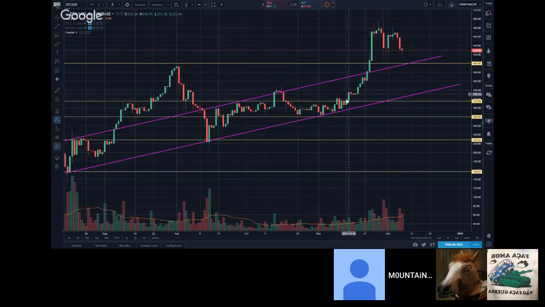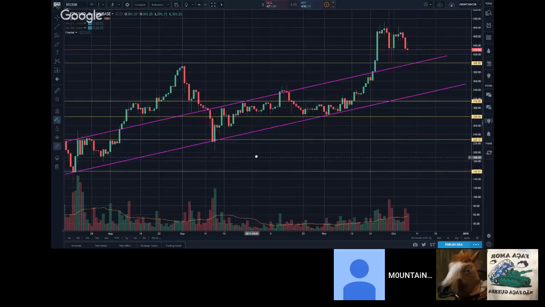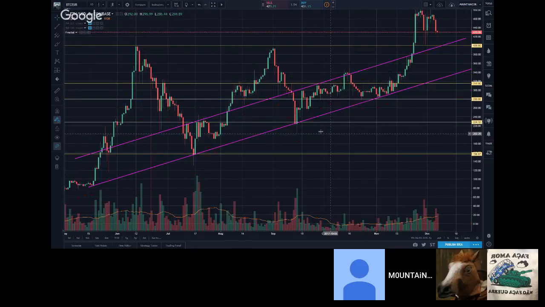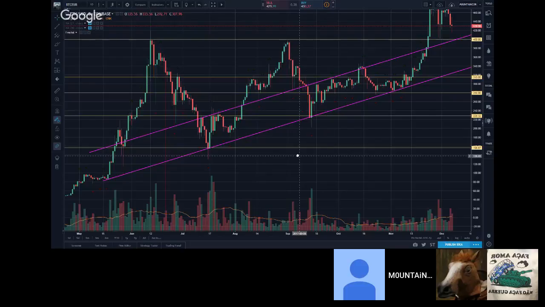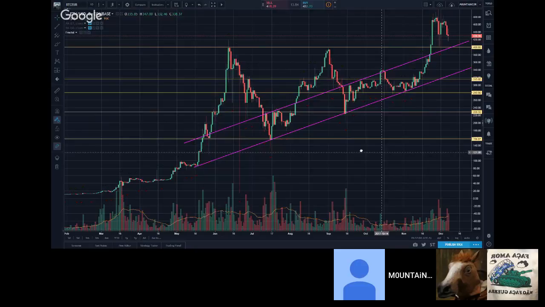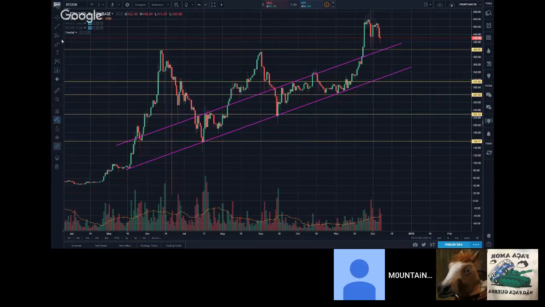So channels are just nothing more than two trend lines, one for a top and one for a bottom, where the price is moving inside of them. If you like, you can use two trend lines to show a channel. Or if you want, let me get my scale done here. There's a tool over here.